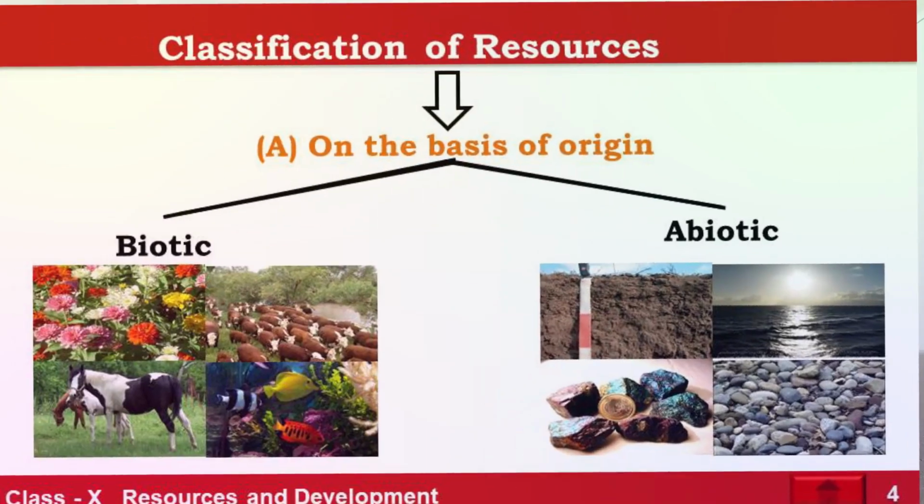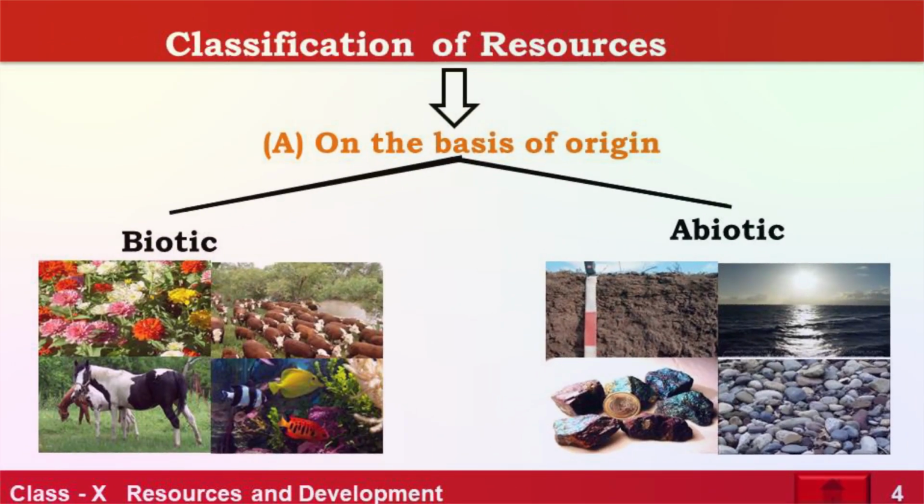We have classified all the resources in majorly 4 categories. First is on the basis of origin. Very easy, you have done it in science also. Origin means whether any resource is biotic or abiotic, living or non-living. So only 3 things: plants, animals and humans are living on this earth, and the rest are non-living things. Air, water, soil, stone, minerals are non-living and called abiotic. So you have classified them.